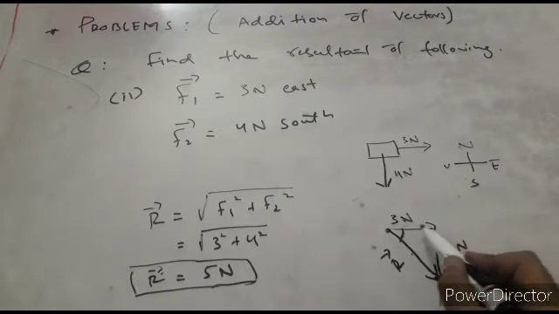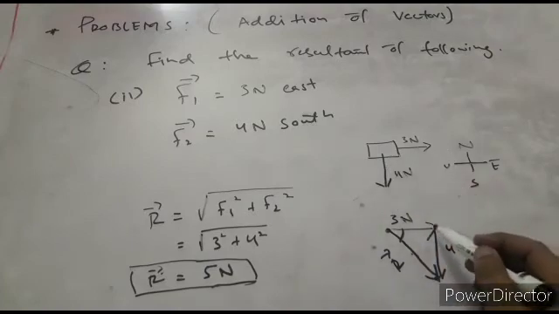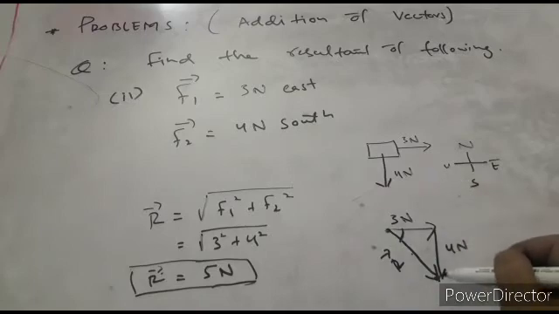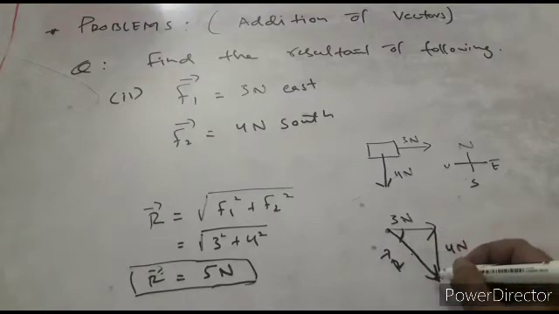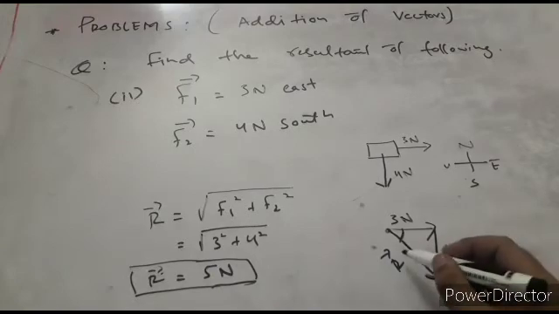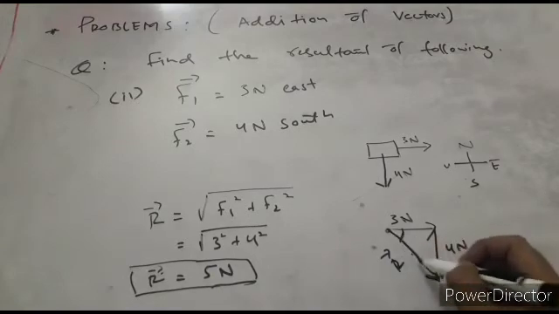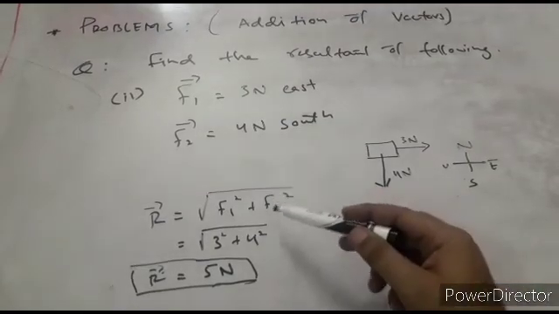We first take the first vector and put the second vector on its head like this, whatever its direction is, either north or south. And for the resultant, we start our resultant vector from the tail of first vector and end at the head of the last vector. So this is the resultant. For its magnitude, we have this formula. We solve it.